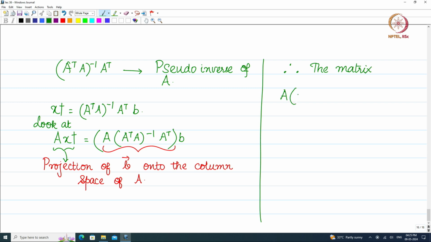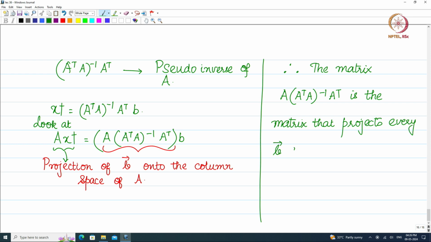A into A transpose A, the whole inverse A transpose, is the matrix that projects every B onto the column space of A, right.